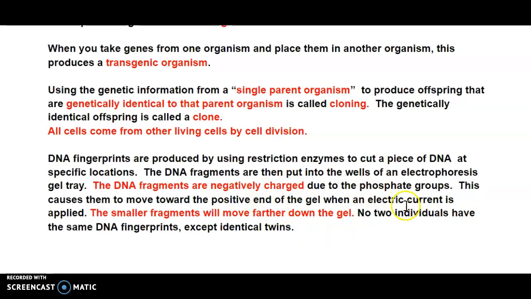They're negatively charged due to those phosphate groups. This causes them to move toward the positive end of the gel when an electric current is applied. The smaller fragments will move farther down the gel. It's like two people trying to squeeze through something. A smaller person is going to be able to squeeze through faster than a larger person. So the smaller fragments are going to move farther down the gel.